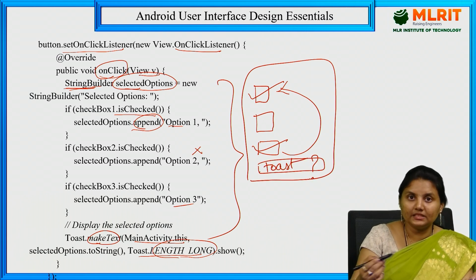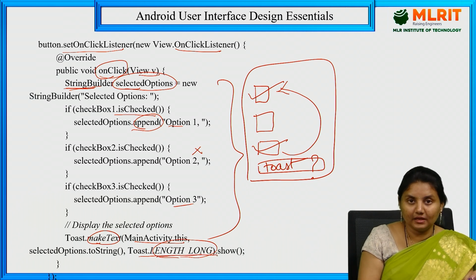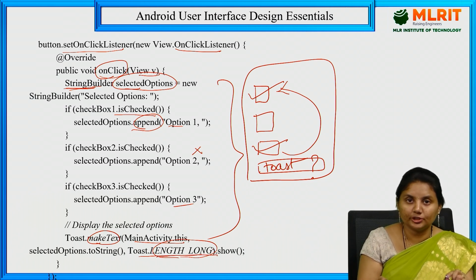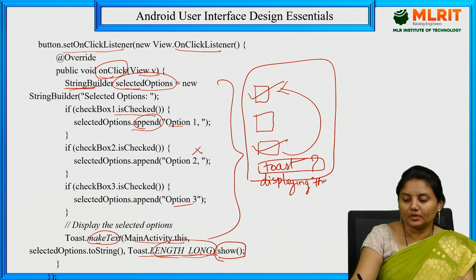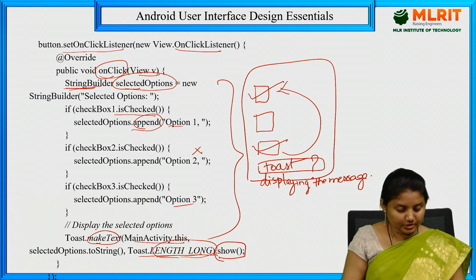That length is given by using Length Long. You have Length Short also, for a shorter period of time. Dot show will display the message. So this is about the checkbox.